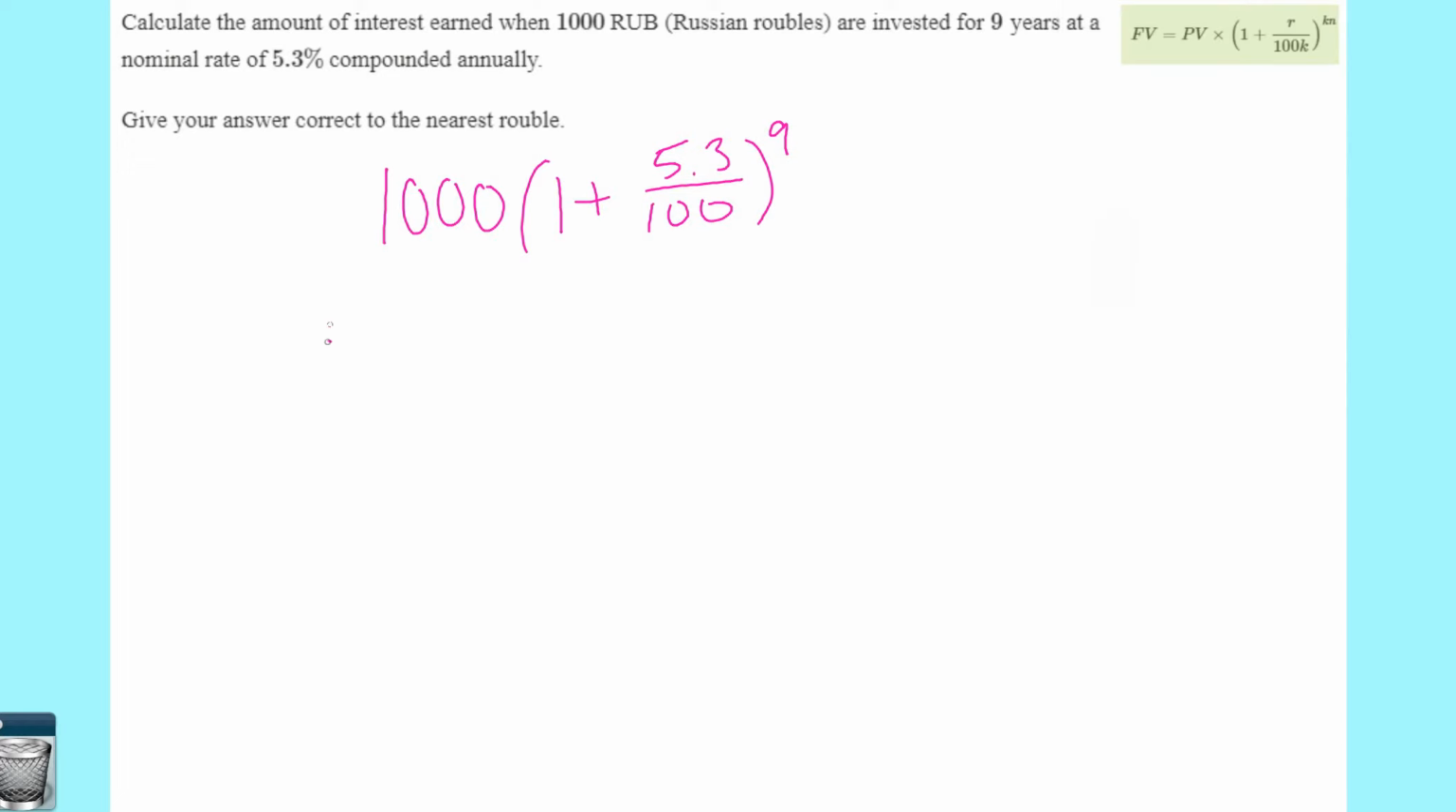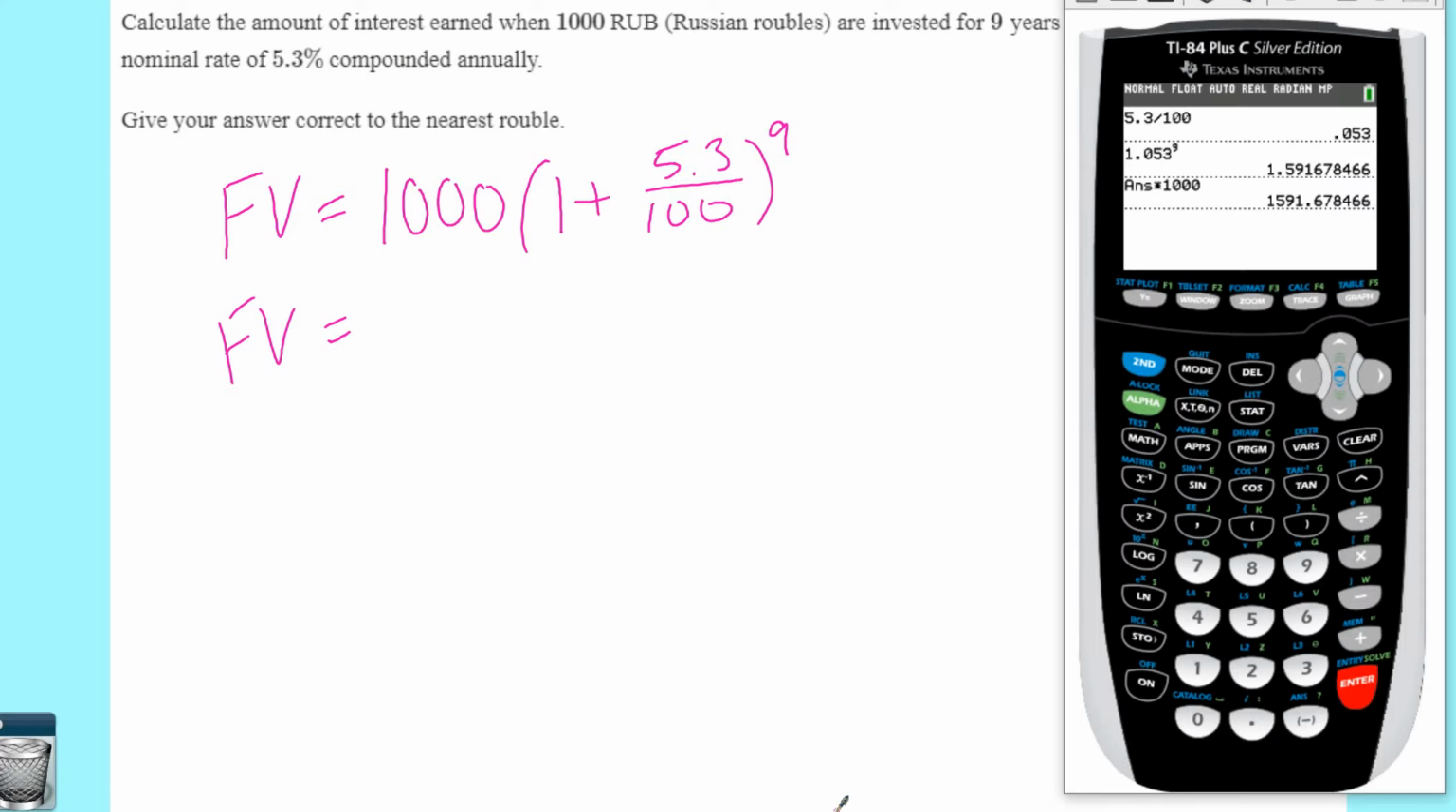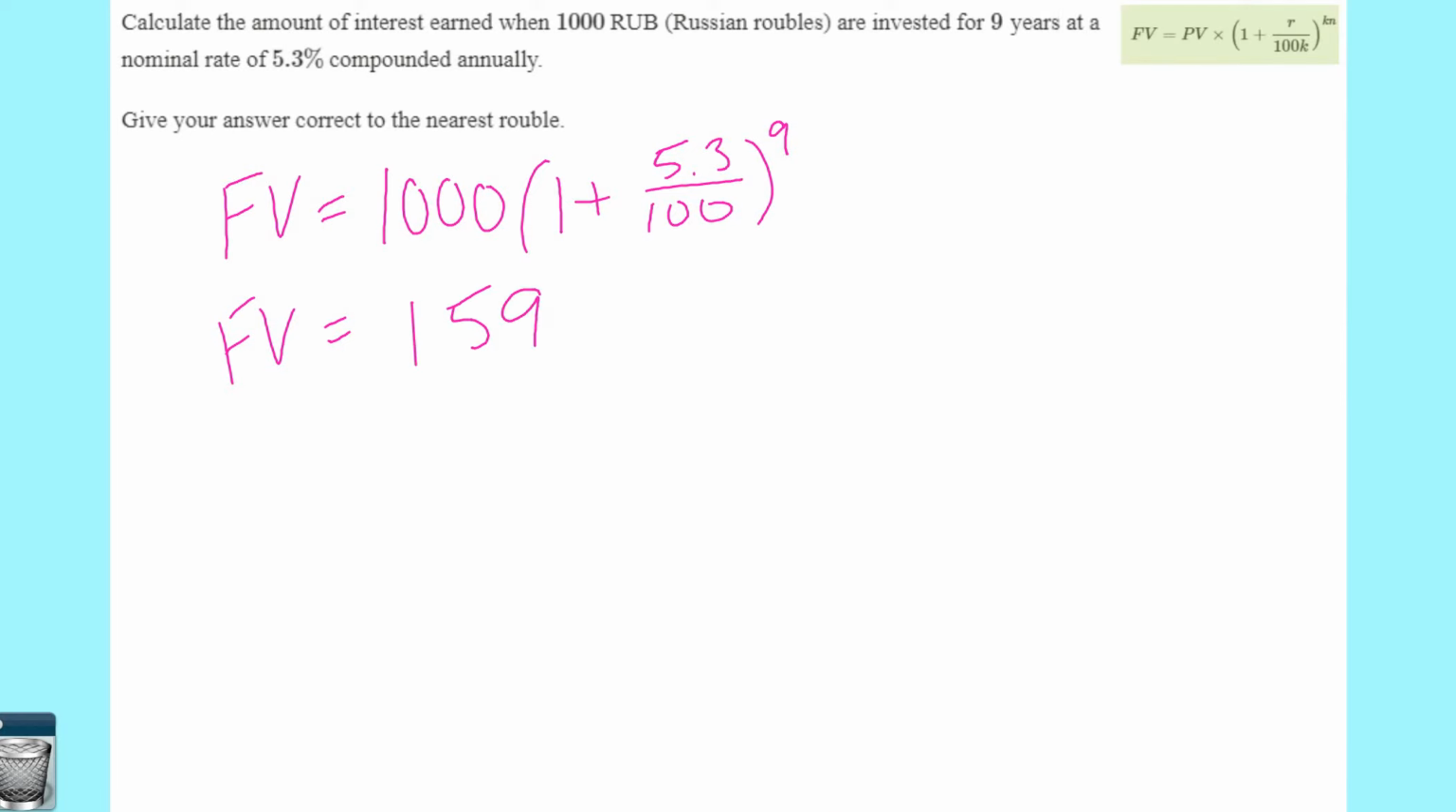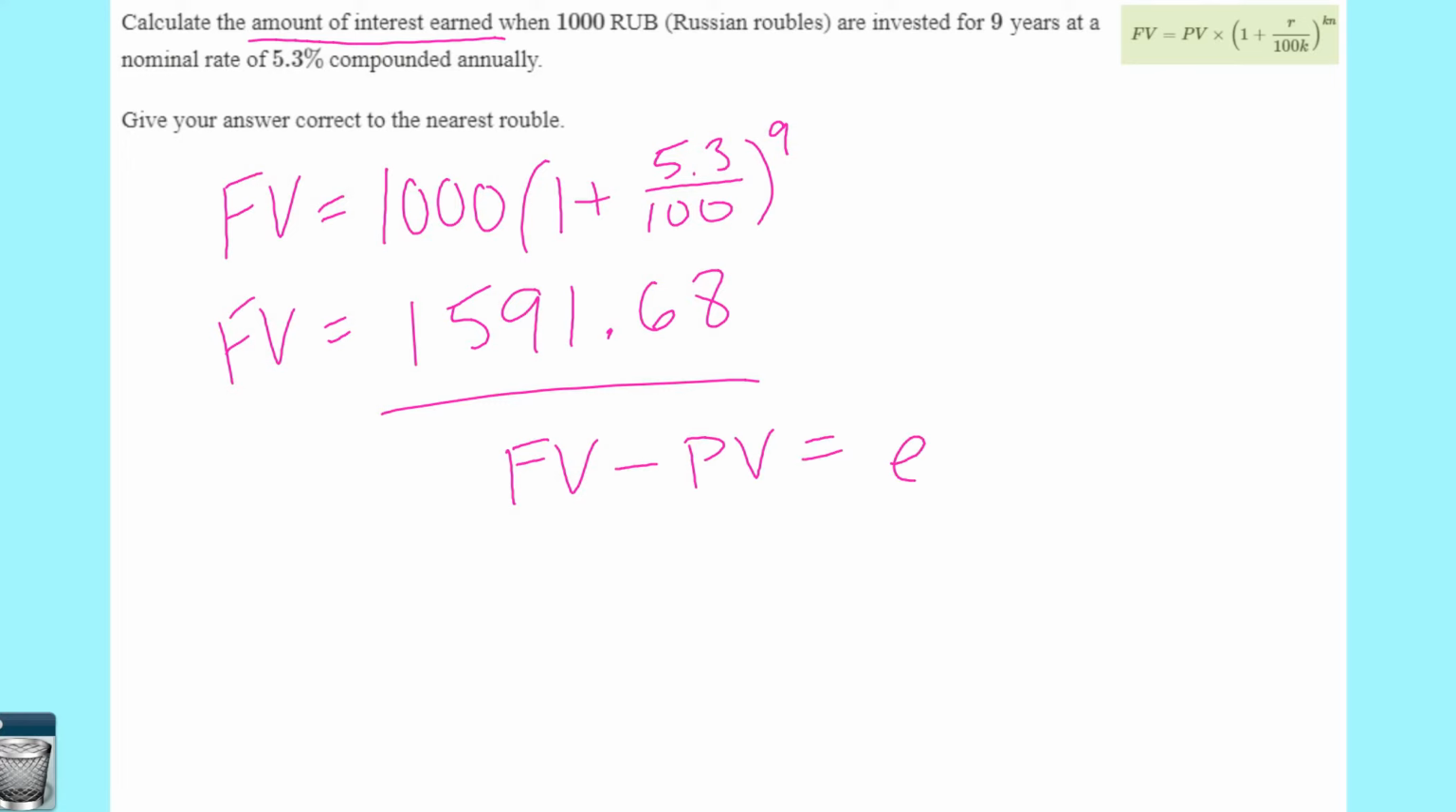All right, so that means FV, our future value, was 1591.68. But of course, we wanted to know how much interest was earned. Well, they didn't earn this much money. That's how much they got in the end. So what they earned is your future value minus your present value.